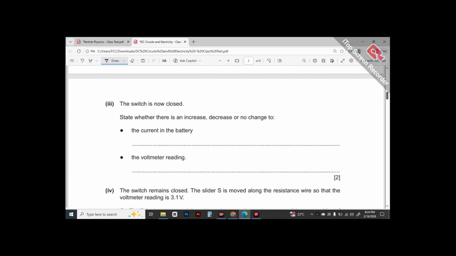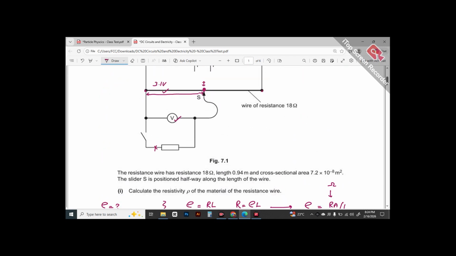अब ये कह रहे हैं कि अब आपने उस स्विच को क्लोज कर दिया है. अब आप बताएं कि whether there is going to be an increase, decrease or there is going to be no change in current or voltmeter की रीडिंग. पहले आपके सर्किट में इस वायर की रेजिस्टेंस थी. अब आपने इससे पैरेलल में एक और रेजिस्टेंस अपने सर्किट में इंट्रोड्यूस करवा दी है.